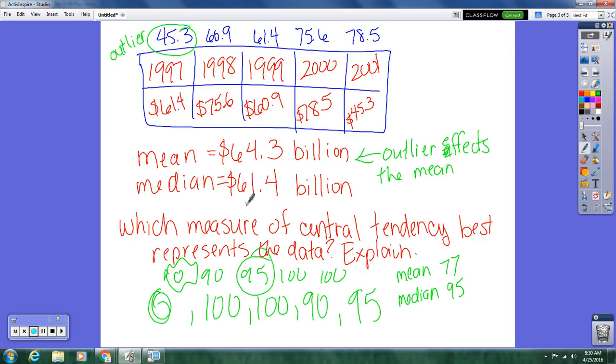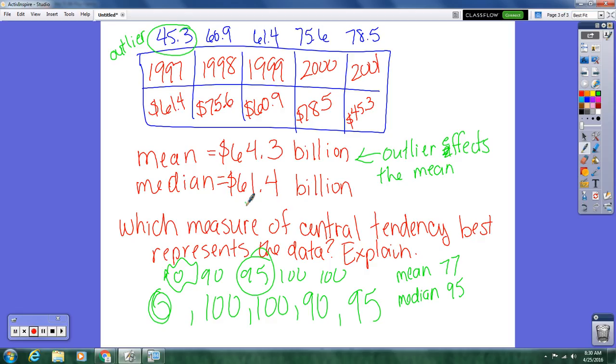Does that help a little bit? Yeah, I mean, it's not necessarily because there's an outlier that you want to use the median. It depends on how they ask the question and what they say. Now, let's do another one. All right.